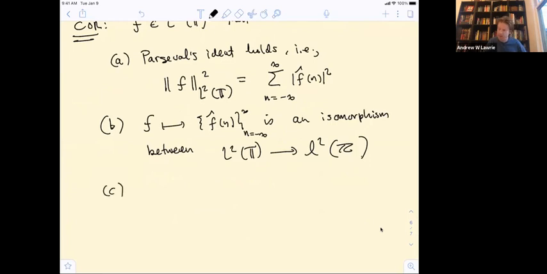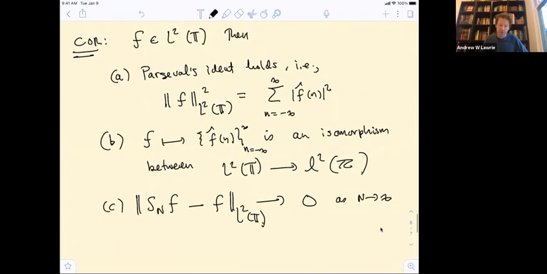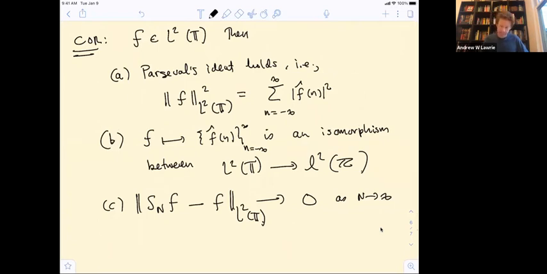And C, the partial sums, Fourier sums of f, converge to f in L2. So this theorem that we proved for Riemann integrable functions extends to the full space L2 of the torus, and in particular this mapping where we take f and associate to it its Fourier coefficients is an isomorphism of Hilbert spaces.